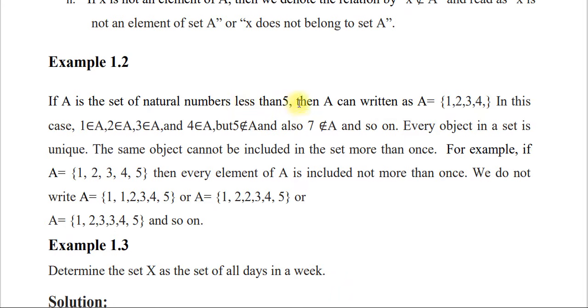Next example, if A is the set of natural numbers less than 5, then A can be written as A equals {1, 2, 3, 4}. Look, አሁን እንግዲህ if set A is the set of natural numbers less than 5 ቢሆን ከአምስት ያነሱ ናቹራል ነምበሮችን ስብስብ ቢይዝ A የተባለው ሴት ስንዘረዝረው እንዴት አድርገን ነው? A which is equals to ብለን ብራስ እንጠቀምና 1, 2, 3, 4 ብለን እንዘጋለን ማለት ነው። In this case 1 is an element of A.